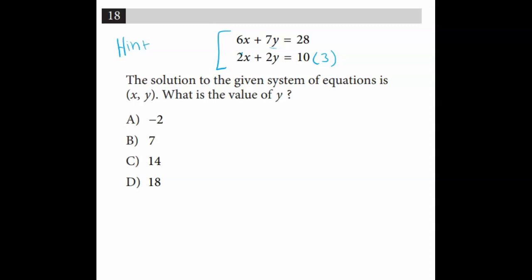And the reason you would do that is because you would get 6x here, and you could subtract them and then cancel out the x's and be left with only y, and then you can solve for y. So to show you, you get 6x plus 7y equals 28.